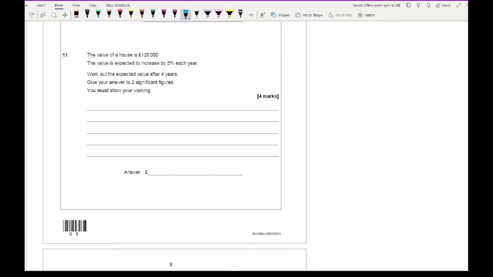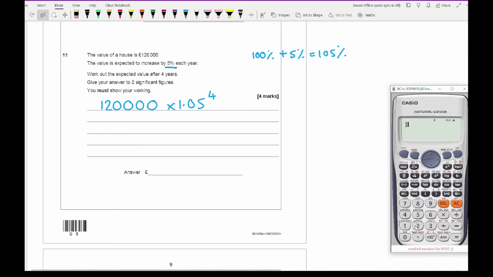So this is a compound interest question. So for this, what I need to do is state the original amount, which is 120,000. I'm going to multiply this by the decimal multiplier of increase of 5%, so 100, plus, because I'm increasing, 5% is 105%, and that as a decimal is 1.05, and I do that to the power of how many years, which is 4. So again, I'm going to go straight into my calculator.